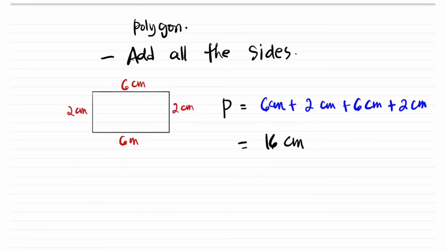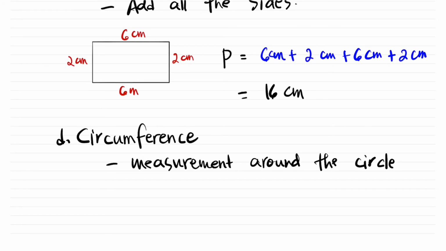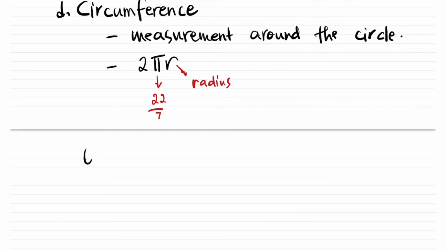Alright, now next we have the circumference. The circumference is the measurement around the circle. And the formula that we're going to use here would be 2 pi r, of which pi again is 22 over 7, and r is equal to our radius. Okay, now let's have an example.